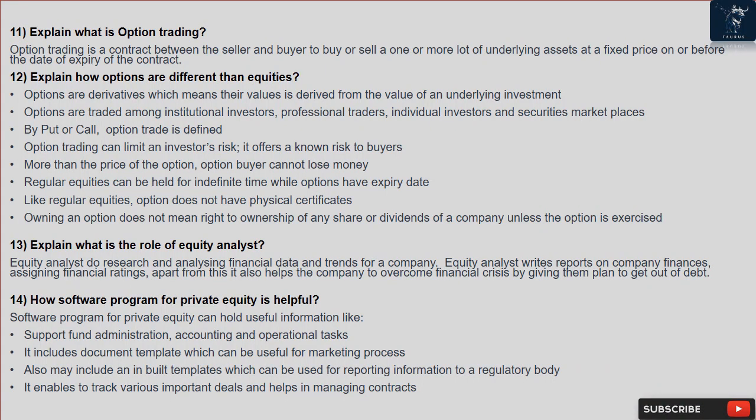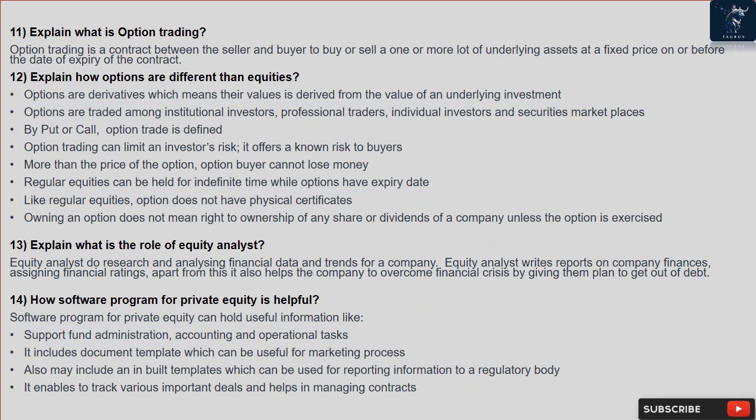11. Explain what is option trading. Option trading is a contract between the seller and buyer to buy or sell one or more lots of underlying assets at a fixed price on or before the date of expiry of the contract. 12. Explain how options are different than equities.